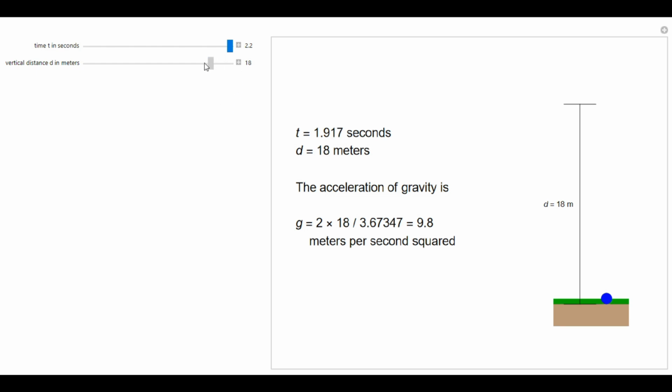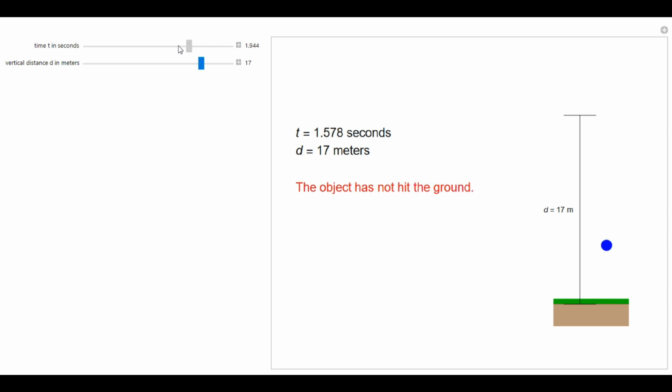Conclusion. Measuring gravity at the Earth's surface is a simple yet powerful experiment that demonstrates the principles of physics in action. By dropping an object and timing its fall, you can calculate the acceleration due to gravity and gain a deeper appreciation for the forces that shape our world.